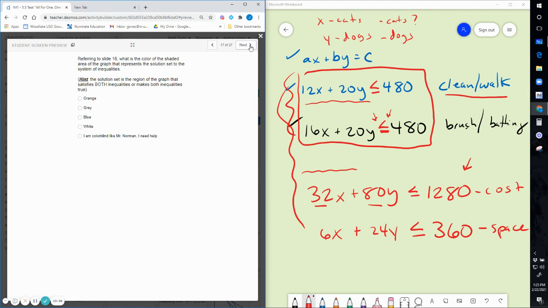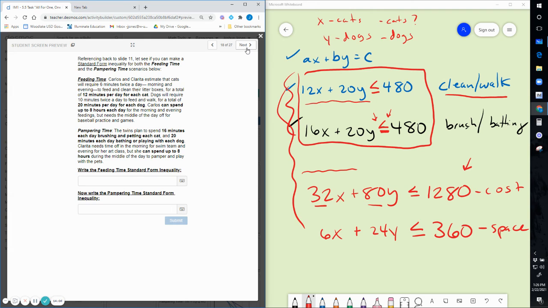All right, referring to slide 16, what's the color of the shaded area of the graph? I'll let you guys read this. I'm pretty sure I don't have to explain this. All right, and now it says, reference back to slide 11 again. Let's see if you can make a standard form inequality for both feeding time and pampering time. Guess what? I made it for you. It's on the screen right now. So hopefully you realize we already went over that, right? That was for pampering time and feeding time, yes.